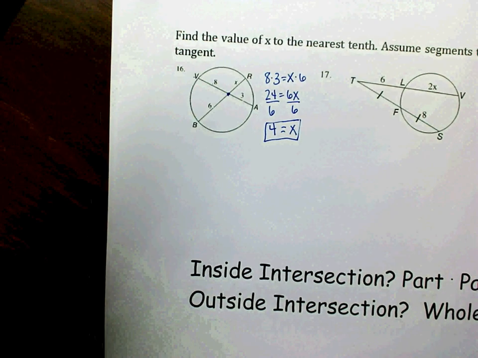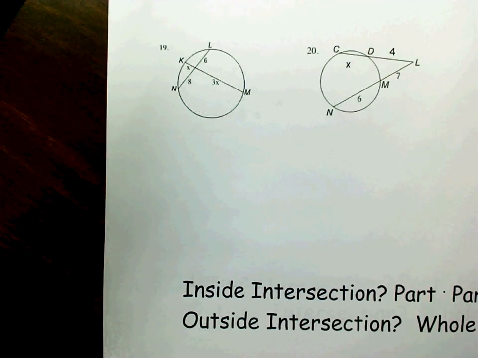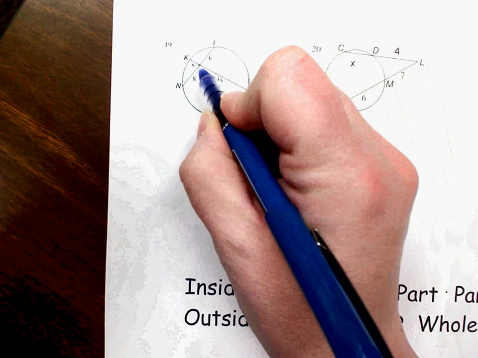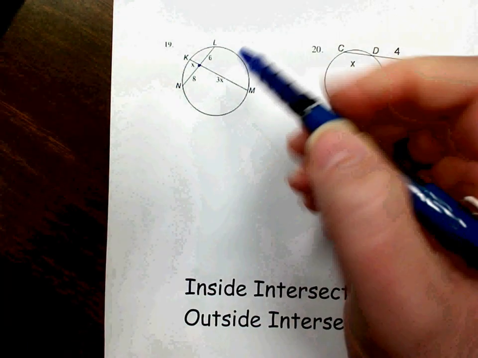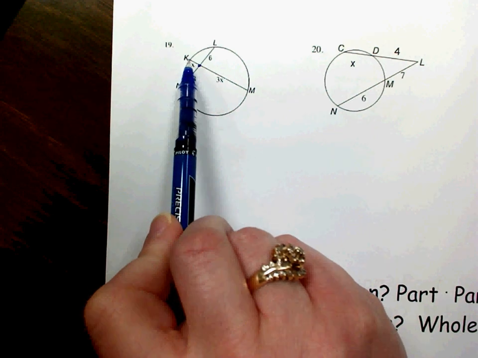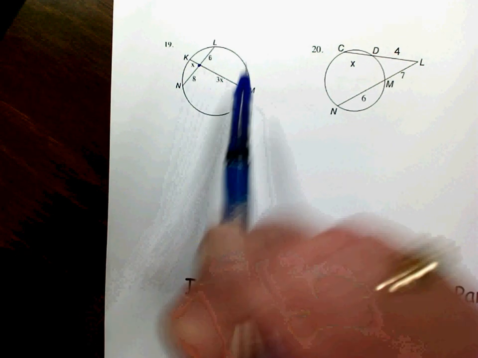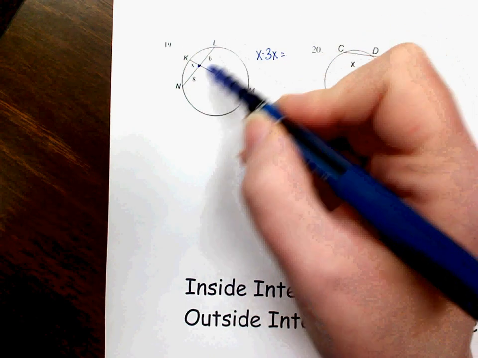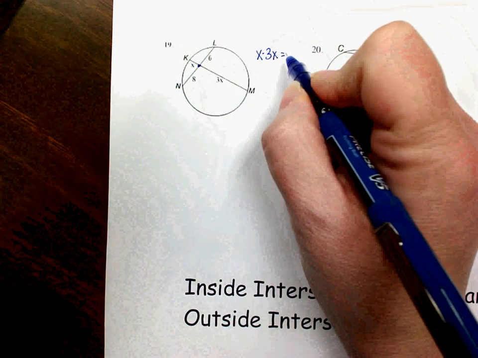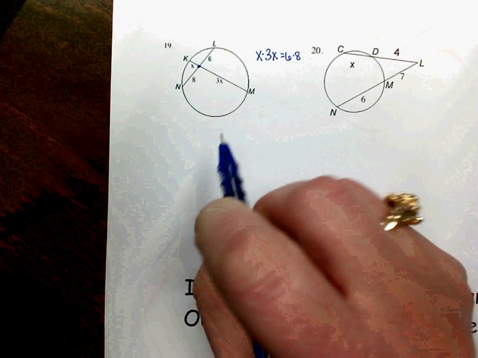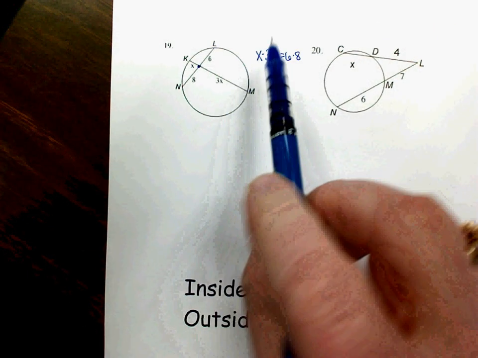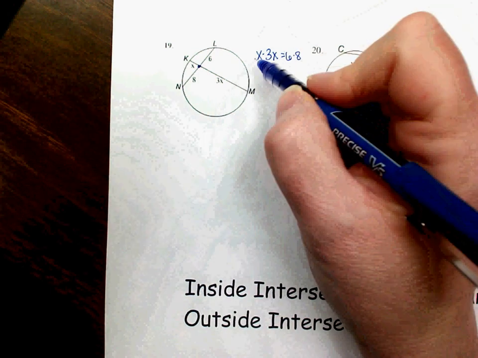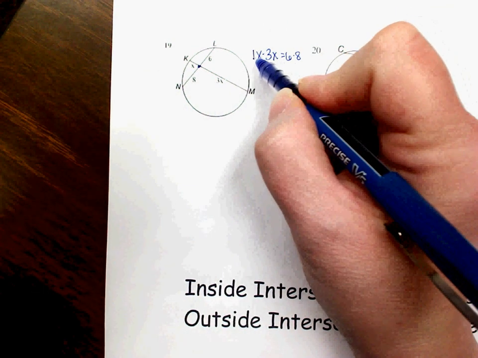The next inside intersection is with number 19. We have the two chords intersecting inside the circle. So part times part of KM, the parts are x and 3x. So we'd have x times 3x. For LN, the parts are 6 and 8, so 6 times 8. Here, the algebra you have to remember is when you multiply monomials, your coefficients multiply. So this would be a 1x times a 3x. 1 times 3 is 3.